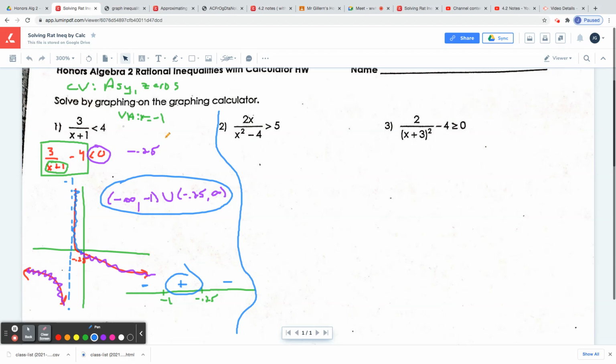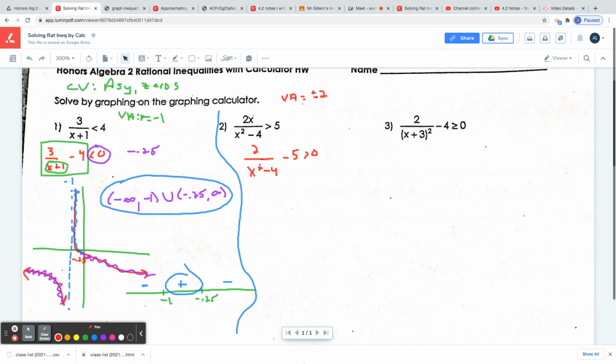Okay. All right, let's take a look at number 2. Same thing, we're going to have to subtract 5 first. Now, I think it's a good idea before you even graph it to ask, where are my vertical asymptotes going to be? Because that's important when you are looking at the graph. Remember, on a calculator, the vertical asymptotes aren't drawn there for you. So how do I know? I would look at the denominator, whatever makes the bottom equal to 0, which in this case is plus or minus 2.